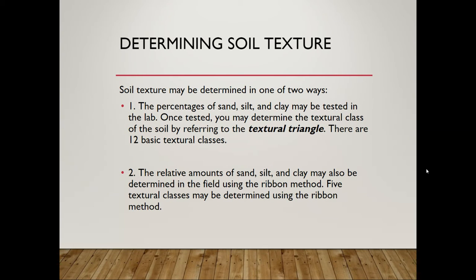So, like I said, we can use charts to determine soil texture. The percentages of the sand, silt, and clay must be tested in a lab. Once tested, you may determine the textural class of soil by referring to the textural triangle. There are 12 basic textural classes. We'll look at the triangle here in a minute, and you'll also get a PDF attached next week to your Google Classroom assignment that you can download and keep a copy. So the relative amounts of these, or the percentage, is going to give you a classification of soil. And again, this is not something that could be done just visually. It has to be tested in a lab.